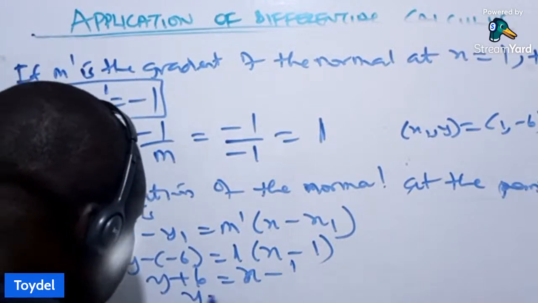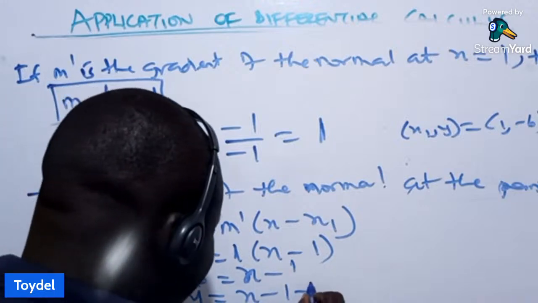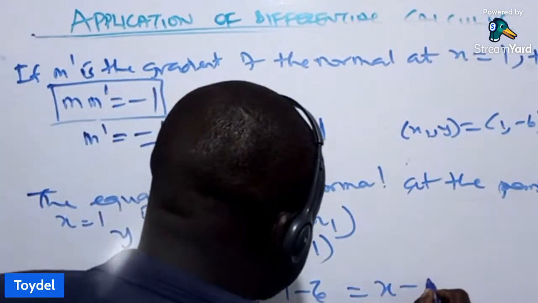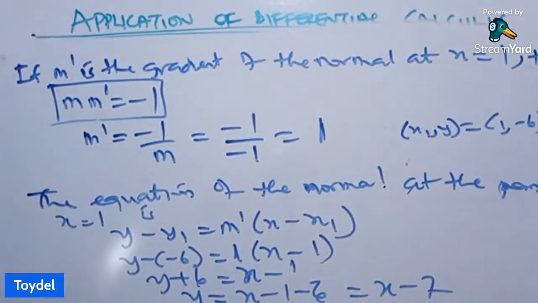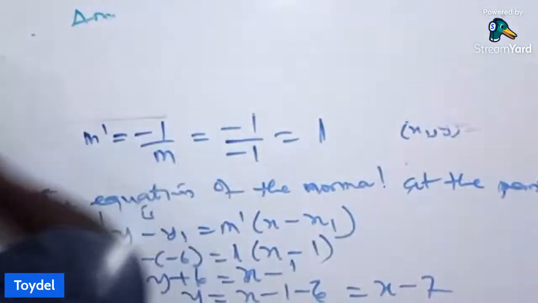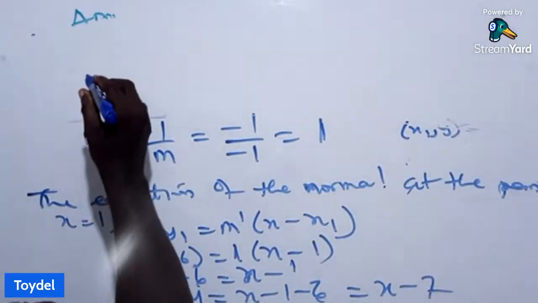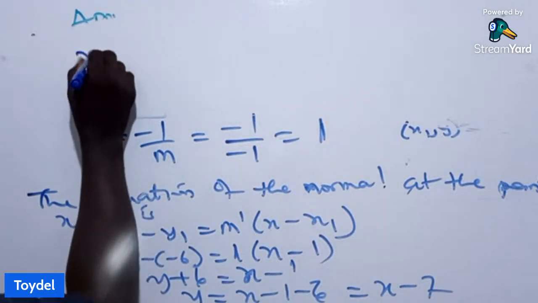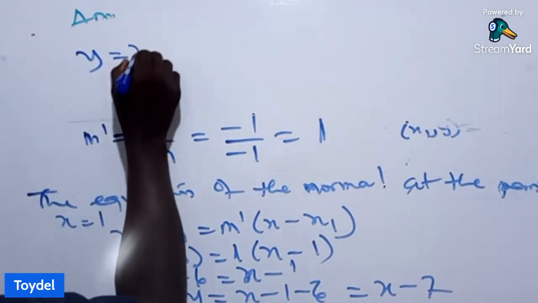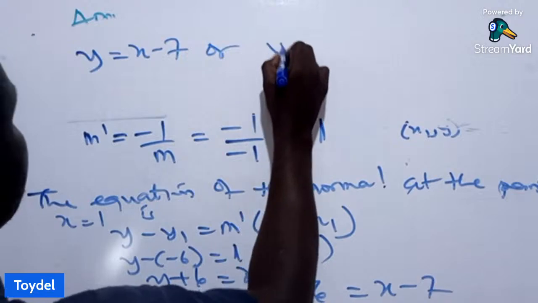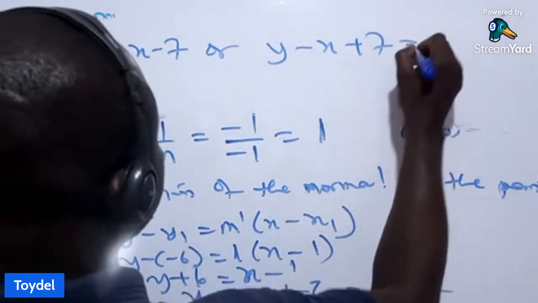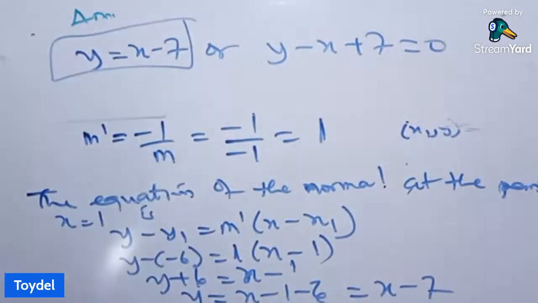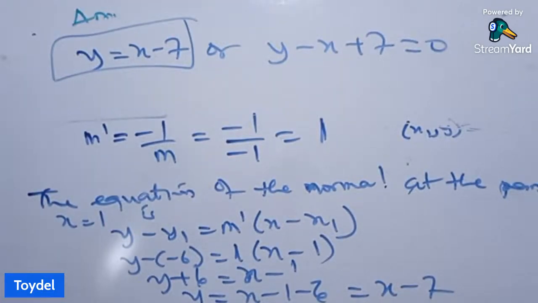Then at the end of the day, we have y to be equal to x minus 1 minus 6. That will be x minus 7. Finally, the equation of the normal at that point to the curve will be y is equal to x minus 7, or y minus x plus 7 equal to 0. So that will be the equation of the normal. I just want us to note that the equation of tangent to a curve and the equation of normal to a curve are perpendicular to each other.